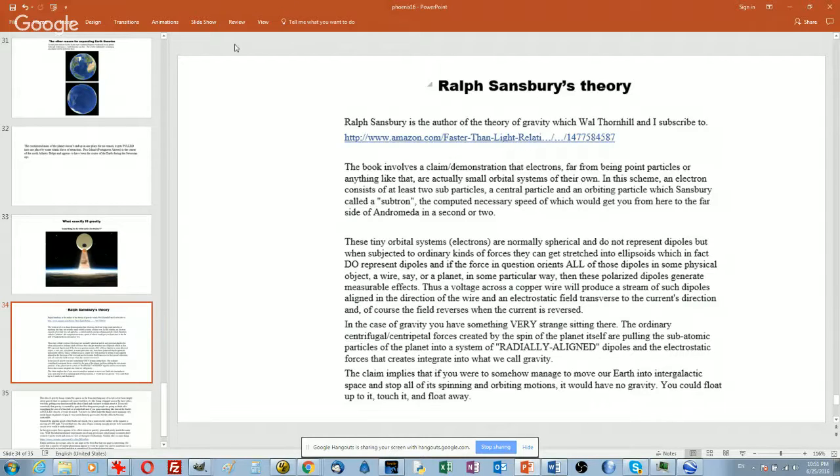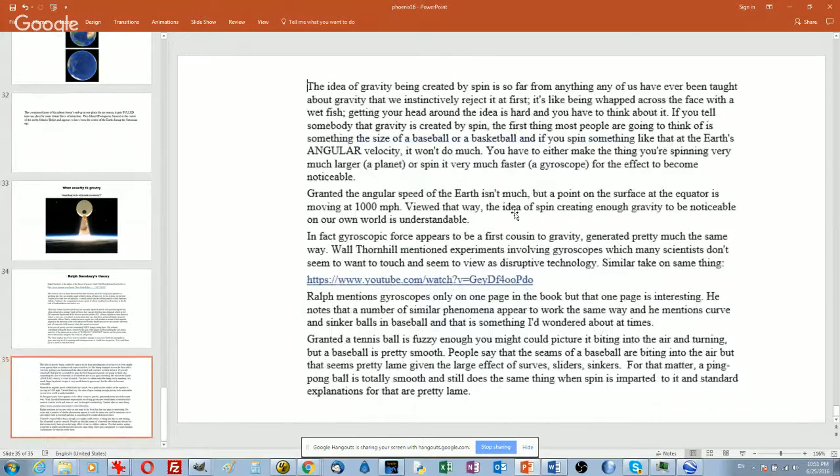Now, what exactly did he claim that gravity was? Well, Sansbury claimed that gravity was also a question of electrostatic dipoles being created and aligned, only this time not by a voltage, but by ordinary spin forces. In other words, a spinning planet was going to end up with the centripetal, centrifugal forces forcing the electrons in the planet to align themselves radially, and basically you're going to create electrostatic forces which would integrate to what we call gravity, and the mathematics for that does work out.